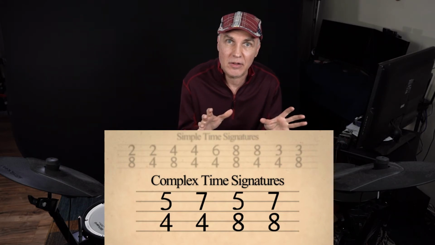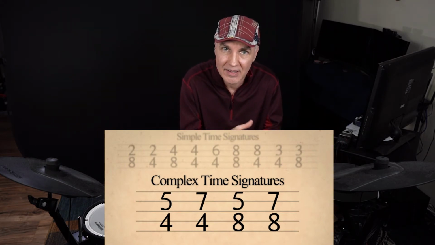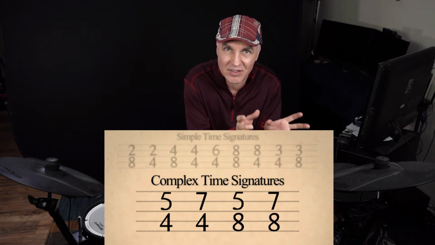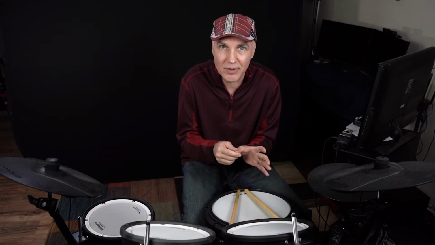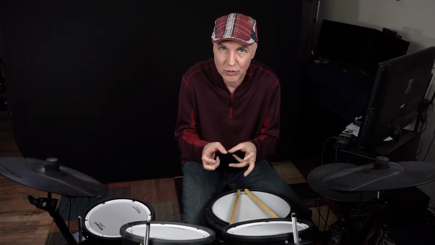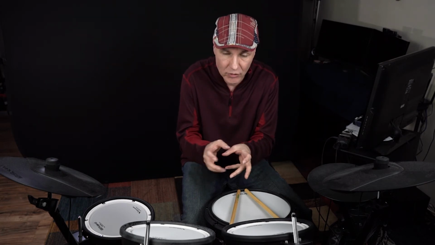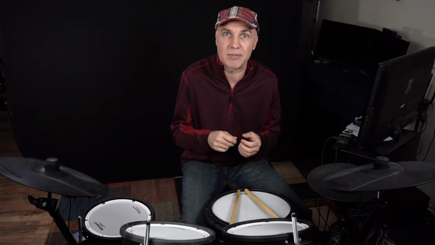Those are not divisible by any even number, by 3s or 2. They contain simple and compound signatures. So you can't divide a 5/4 time by 3s or 2s. It's a 3 and a 2. 7/4 is a 4 and a 3. An example of a 7/4 time is Alice in Chains' Them Bones.